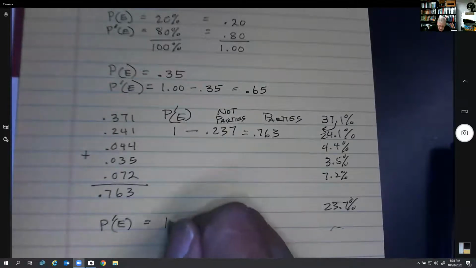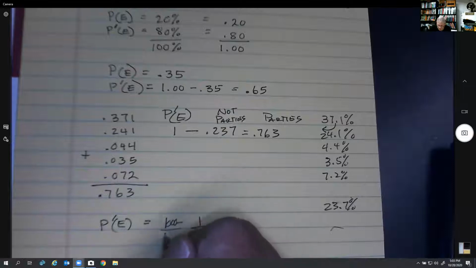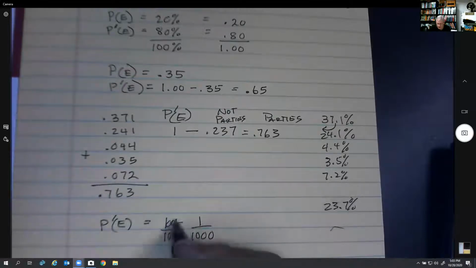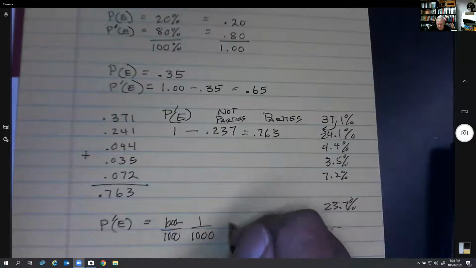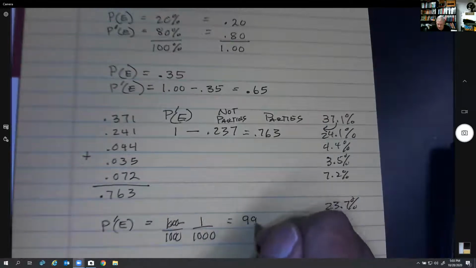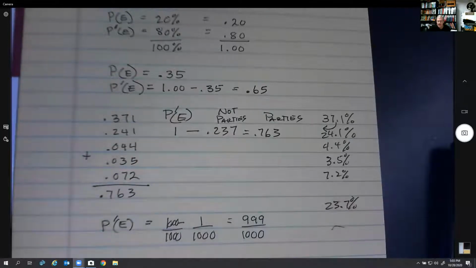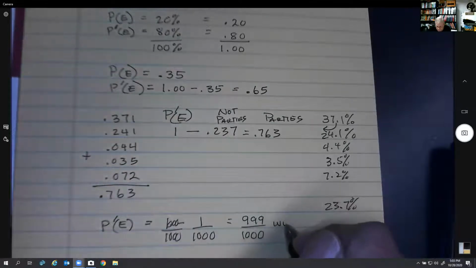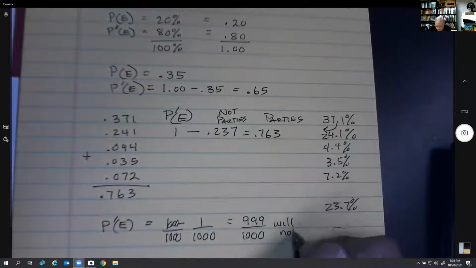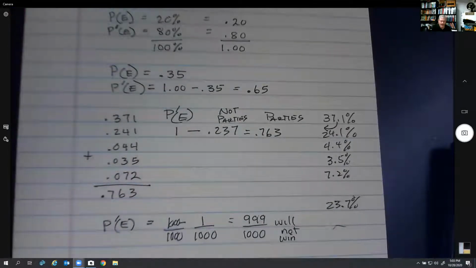So we have 1,000 over 1,000 minus 1, which is 999 out of 1,000 chances you will not win. Somebody's going to win, but the odds are totally against you winning it.